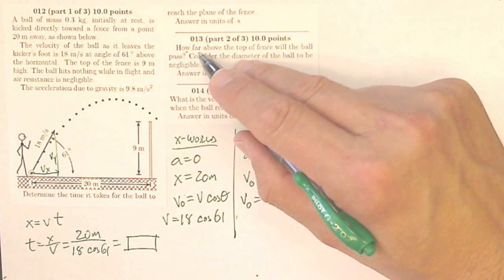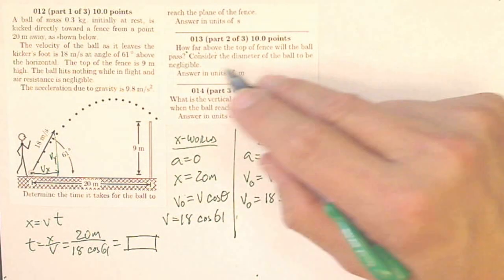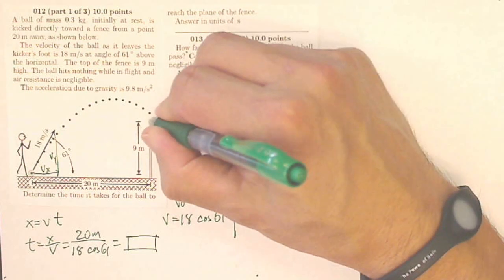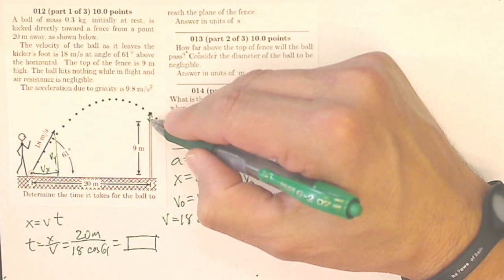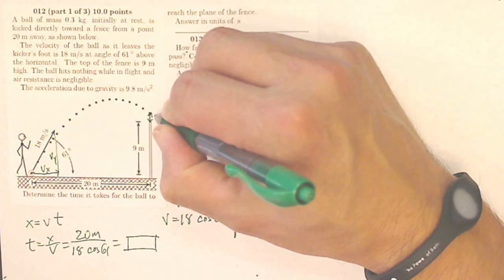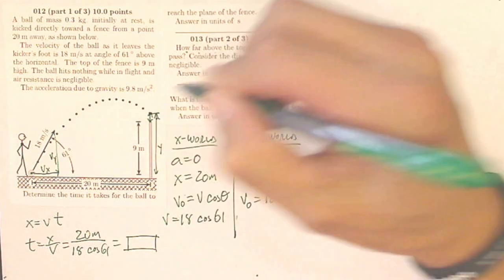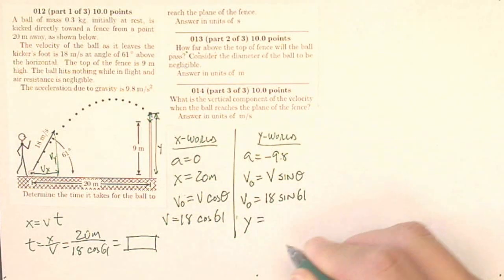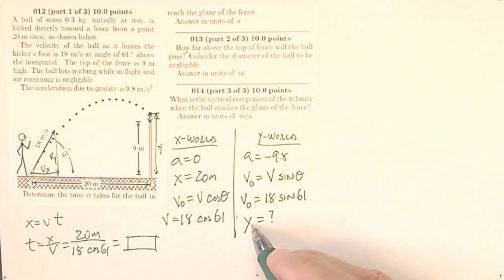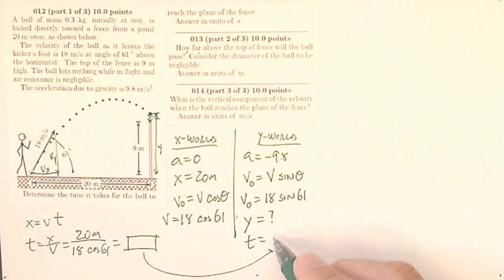Question number 13 says, how far above the top of the fence will the ball pass? Consider the diameter of the ball to be negligible. So what I'm really looking for is this height here. Now I have no equation to give me this height here, but I do have an equation that would give me this height total, right? That's my total y. How high is it? So if I'm looking for my total height y, just for now, I know that at that time, that's the time it takes the ball to reach the fence. Well, that's going to be the same time over here.